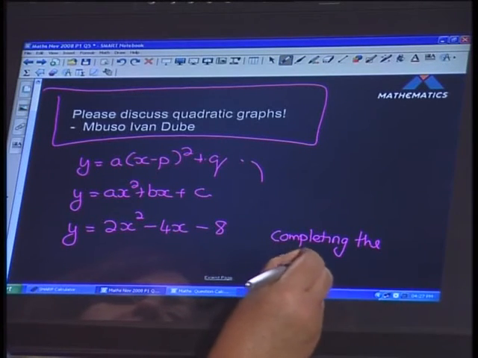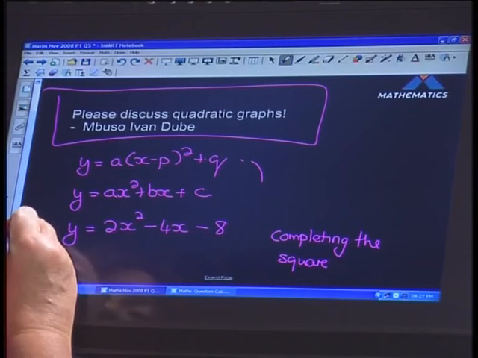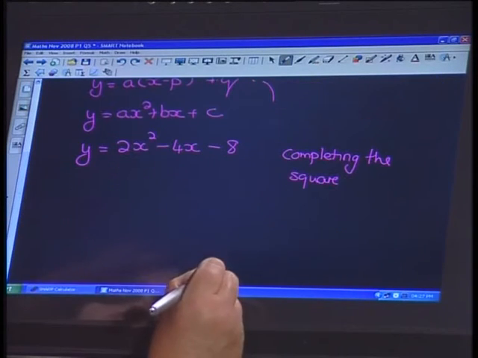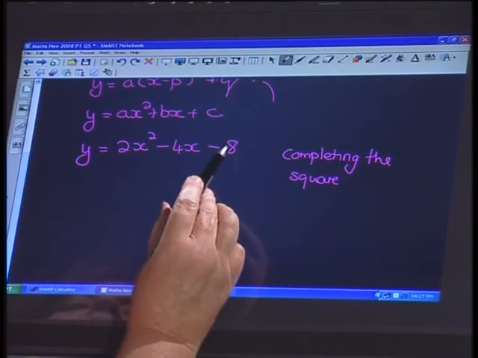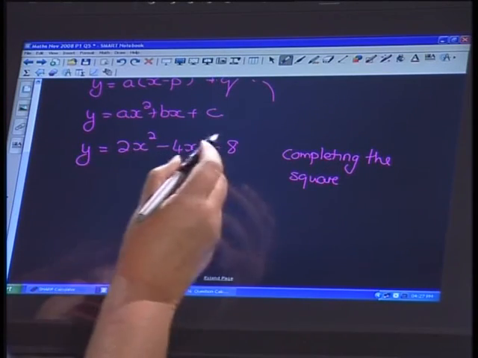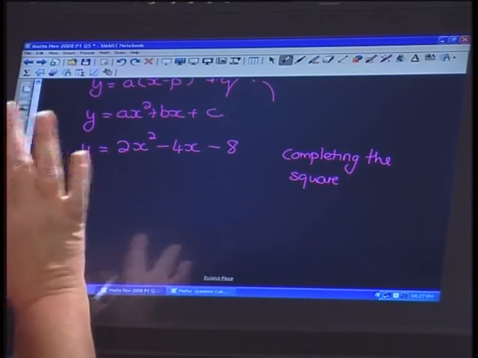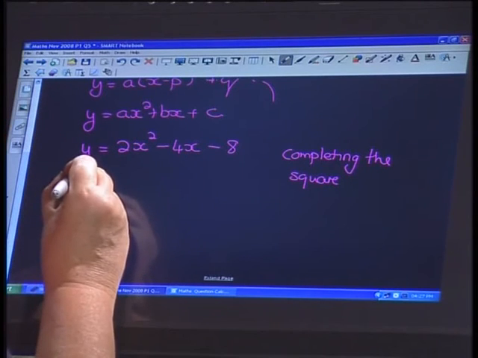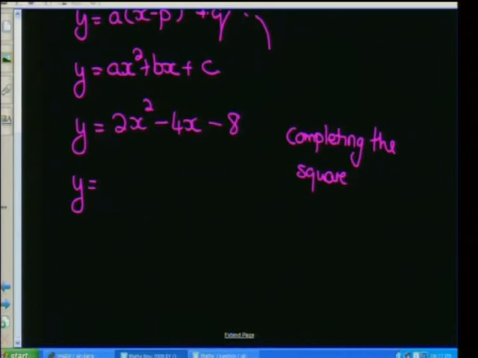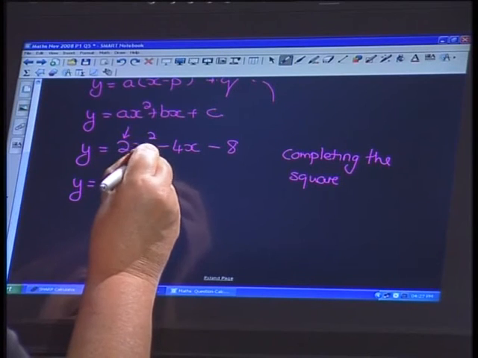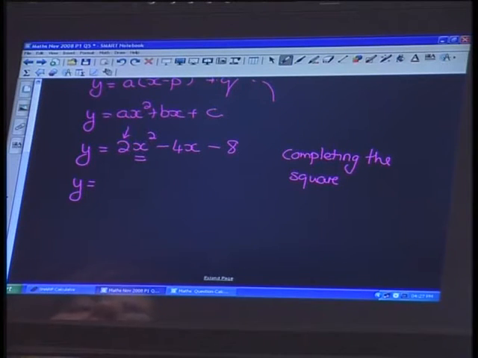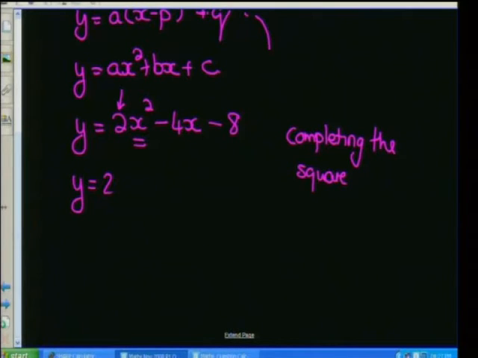I like a particular method, which probably most teachers don't do. I know that some of my colleagues use it. So what I would do is I would move the 8 over. But let's assume we're not doing it that way. So what you would do is you would start over here and you'd say y equals, and you would know that you need to have the coefficient of the x squared equal to 1. So the first thing you're going to do is take the 2 out as a common factor, leaving yourself with x squared minus 2x minus 4.